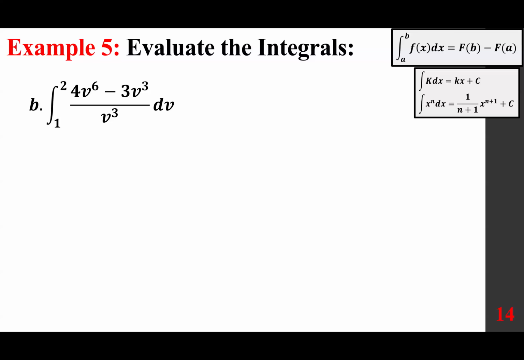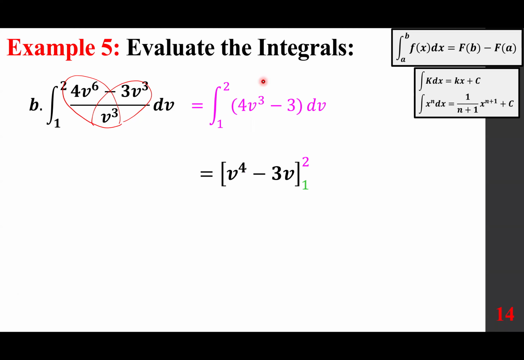What about this one? We make up two fractions. This is elementary algebra. We get 4v cubed minus 3. And now this is the only calculus step. 4 divided by 4, v to the power of 4 minus 3v, or simply v to the power of 4 minus 3v. We're going to plug in 2 and then 1 to evaluate them.